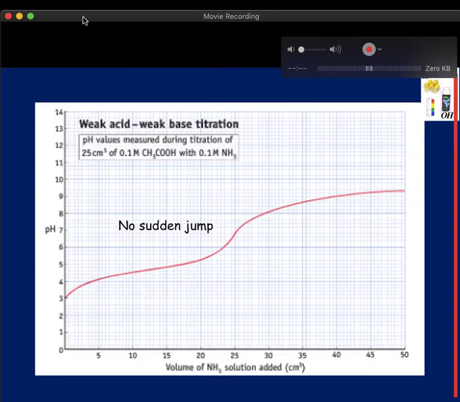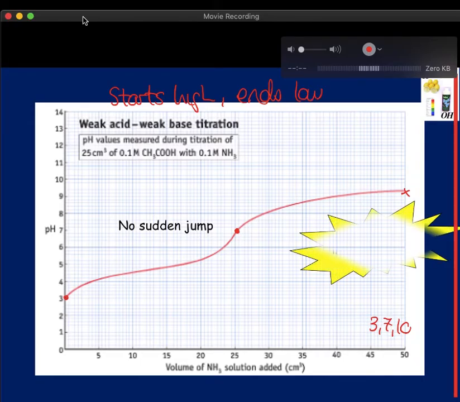So for this curve, there is no sudden jump. It's actually not possible to get. So it is a 3. It is kind of a jump around the 7, and it is going to go to maybe the 10 at max. So this is a 3, 7, 10 data point, and it's a real squashed S. So there is no suitable indicator. So this starts high and it ends low, and there are no suitable indicators that can do this.